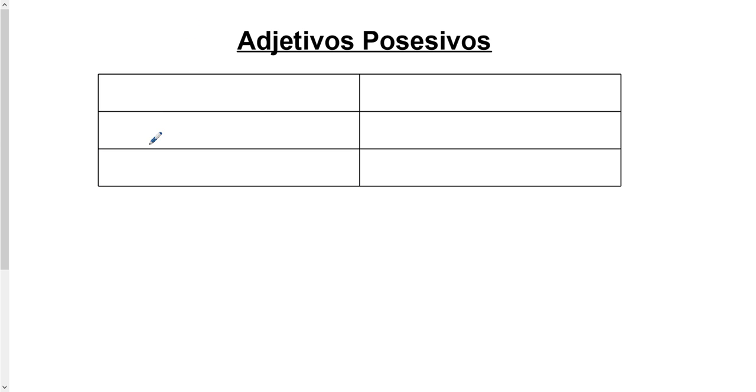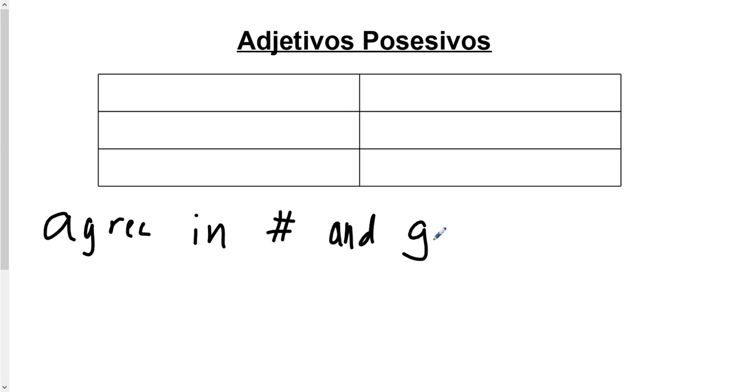Bien, we're going to talk about possessive adjectives. Possessive adjectives, as the name indicates, show possession. They show that something belongs to somebody. Like any other adjective, they have to be made to agree, meaning they have to agree in number and, where applicable, they need to also agree in gender. And we'll talk about that as I write them in.